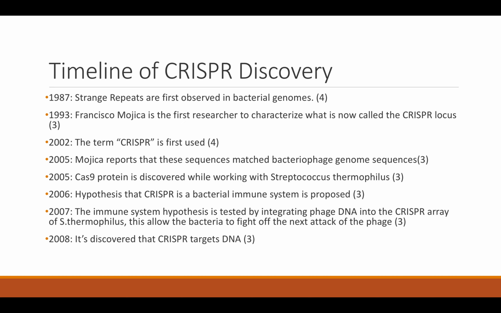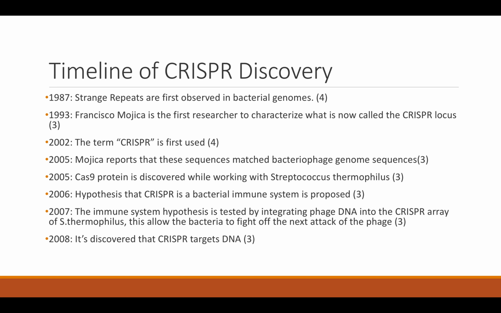To start off with a timeline, in 1987, the strange repeats were first observed in bacterial genomes. Then, all the way in 1993, Francisco Mojica is the first researcher to characterize what is now called a CRISPR locus. He was the first one to find it and look at it. The term CRISPR wasn't used until 2002.